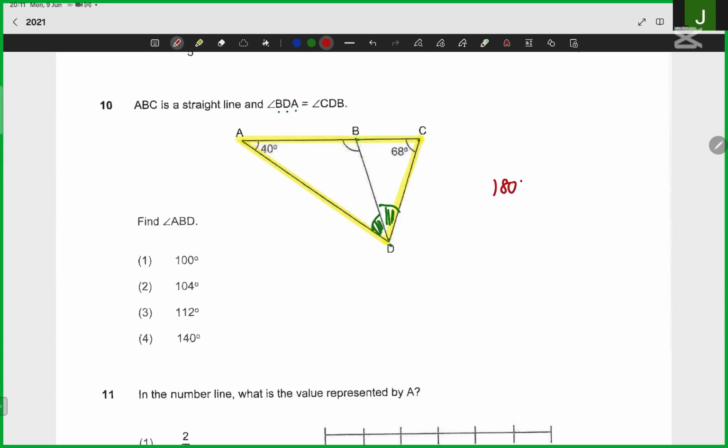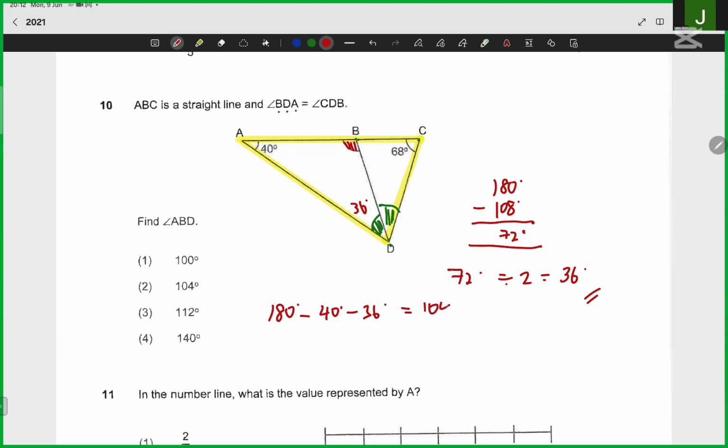180 minus 108 is 72. Then 72 divided by 2 is 36 degrees. That's all. Oh, they want ABD. So this is 36 degrees. Then to find this angle, we just have to find 180 minus 40 minus 36, which is 104. Right? Option number 2.